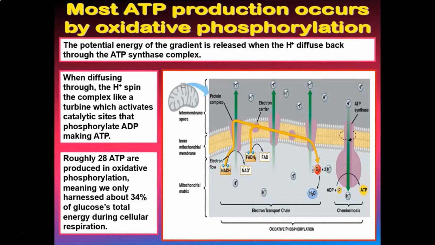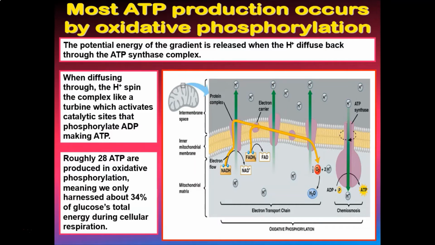So again, it's roughly 28 ATP, so we got about 34% of glucose's total energy doing this process, and that means you're not even as efficient as a pickup truck driving down the road, but that's okay because a lot of the heat that's released, don't forget, through thermodynamics, a lot of the energy transfer that happens here leads to an increase in entropy, or random heat energy.